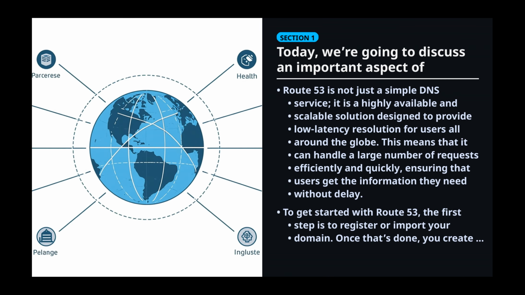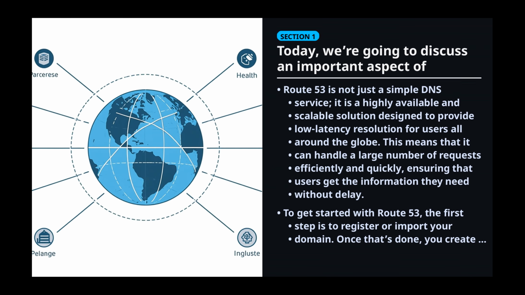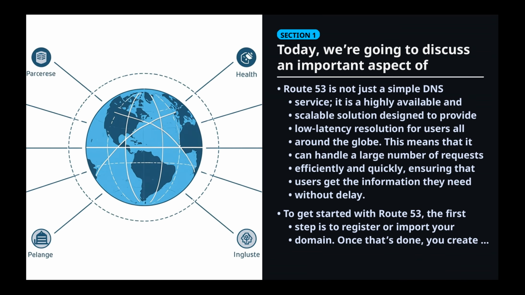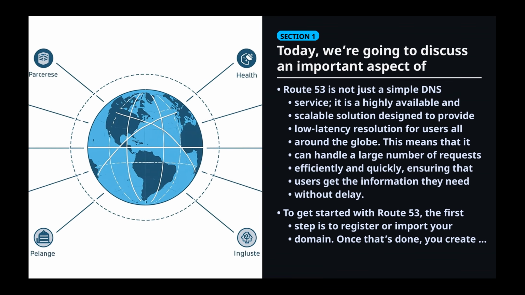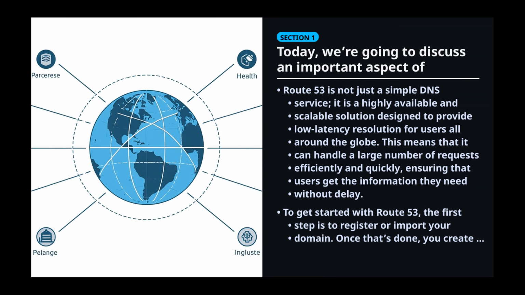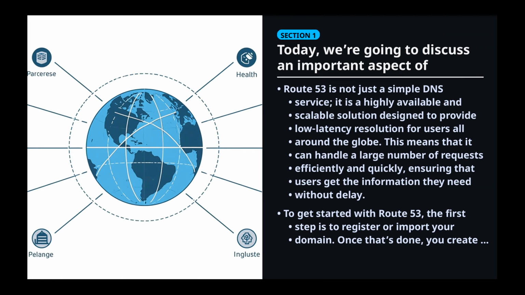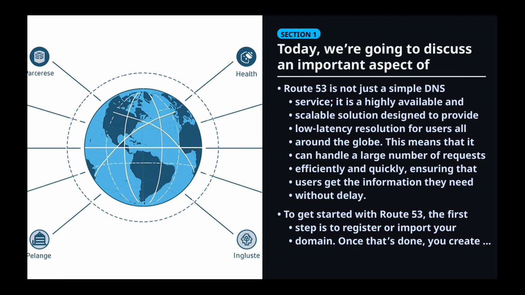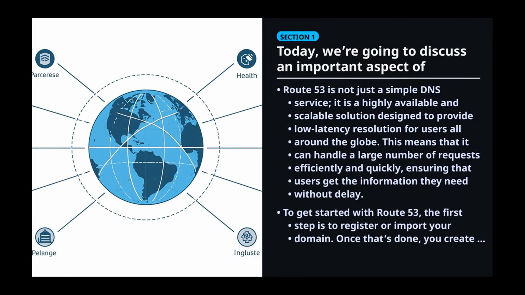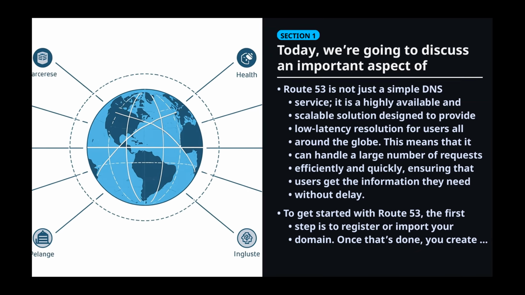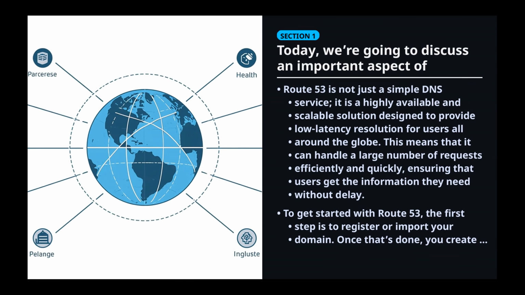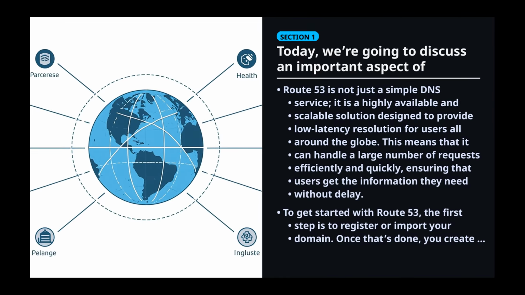Route 53 is not just a simple DNS service, it is a highly available and scalable solution designed to provide low latency resolution for users all around the globe. This means that it can handle a large number of requests efficiently and quickly, ensuring that users get the information they need without delay. To get started with Route 53, the first step is to register or import your domain.